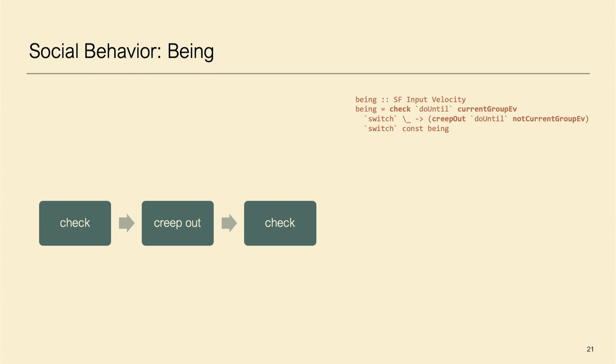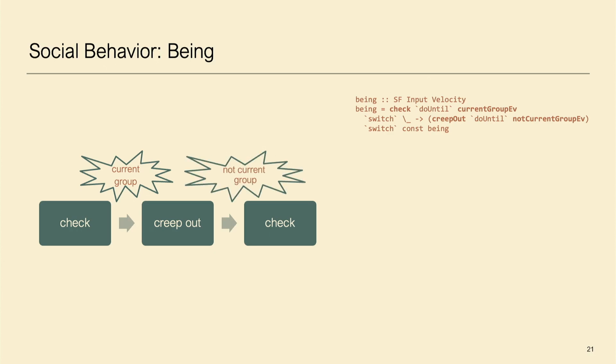For the normal being, it's similar, so it checks until its group is allowed to come out, and then if the group is not allowed to be outside, it will change back to the check behavior.